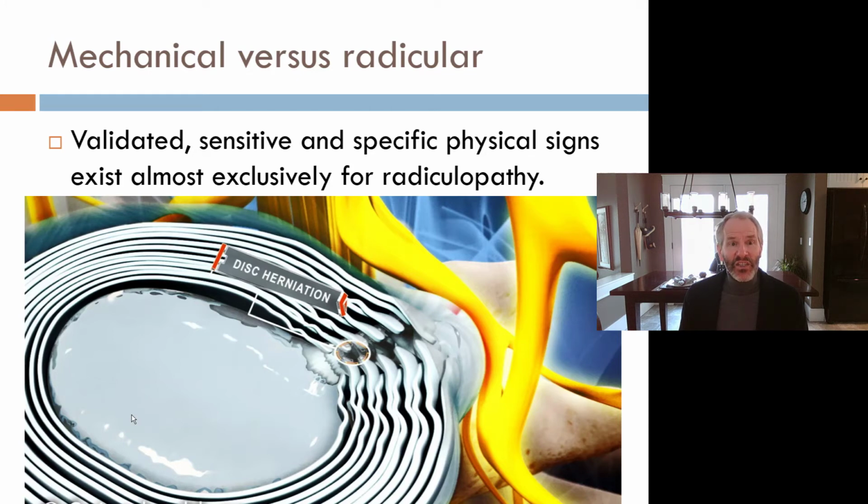The inside of the disc, this material here, is called the nucleus pulposus. It's mostly water with a bunch of chemicals, and it acts as a great shock absorber with the intact disc.